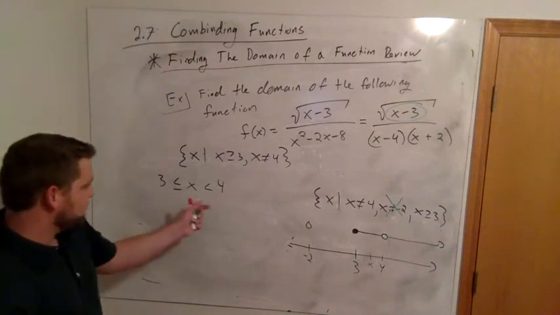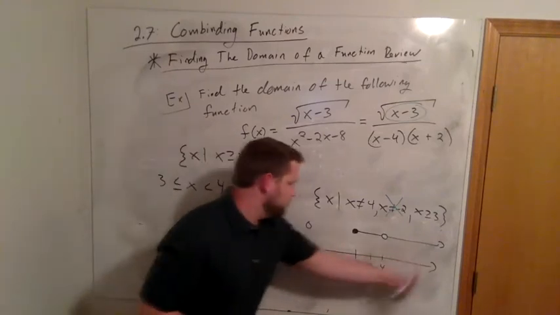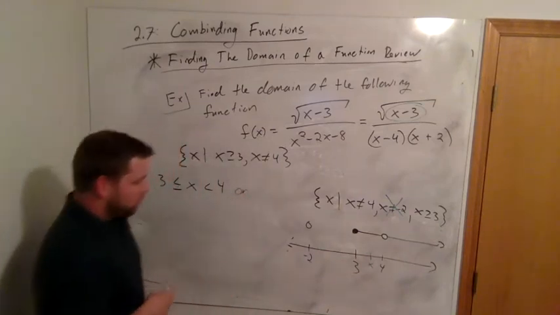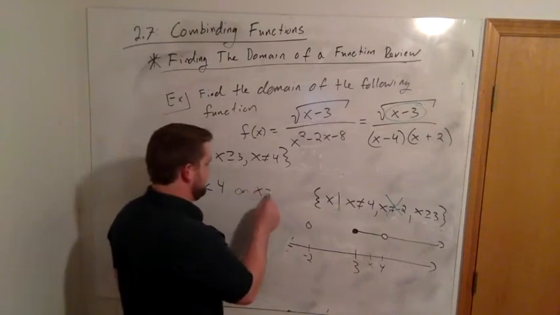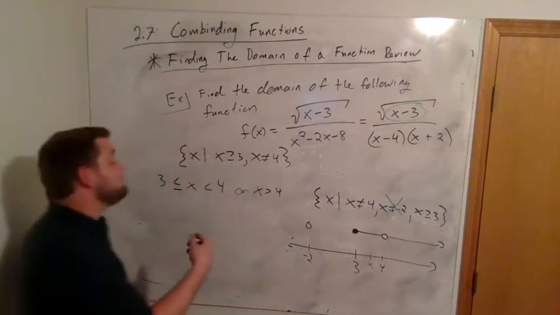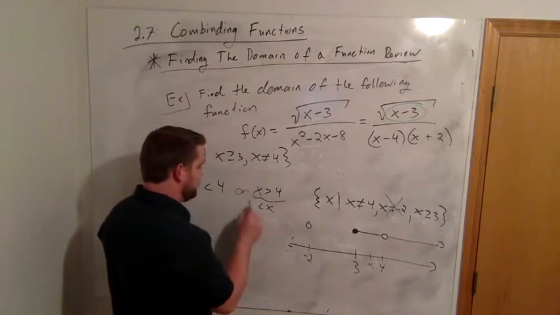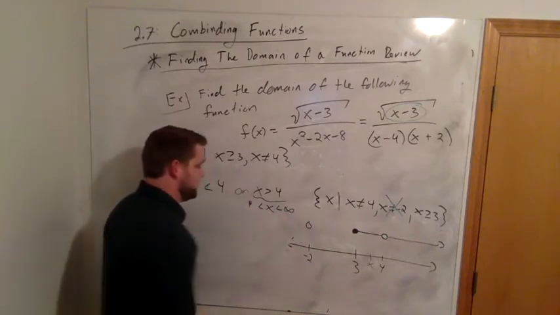Okay, so I have to do this region, but I also have to include this region over here. So oftentimes we just write the word or, x could be bigger than 4. Equivalently, you could say that x is between 4 and positive infinity.